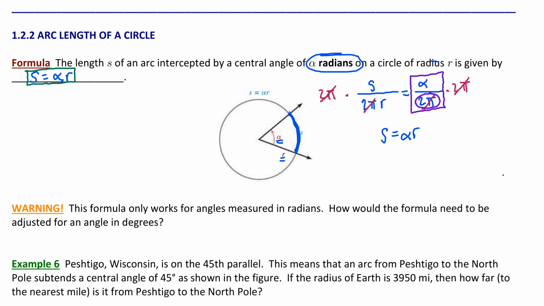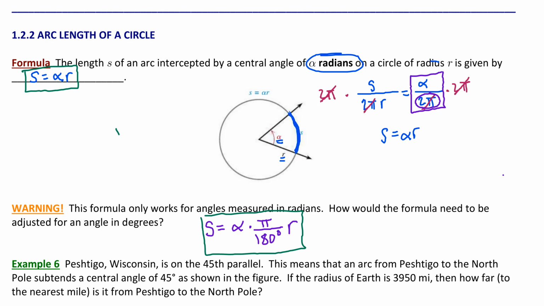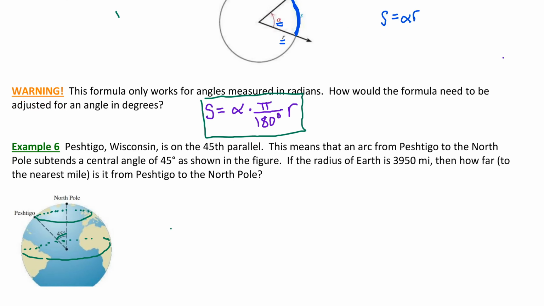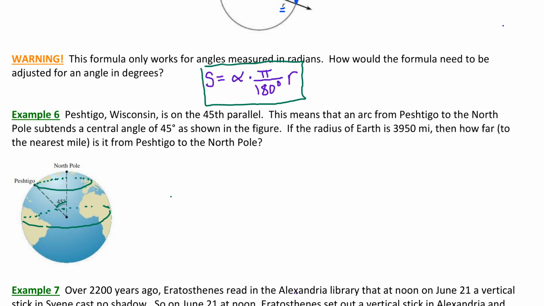If the angle is given in degrees, then we're going to have to convert it to radians in the formula. So we're going to take the angle in degrees alpha, and convert it to radians by multiplying by pi over 180 degrees, times r. So we're going to have this extra conversion factor in the formula. This is one instance among many where you can see that using the radian measure of an angle certainly simplifies a formula. That'll happen quite often. Now, let's use this in a real-life application.